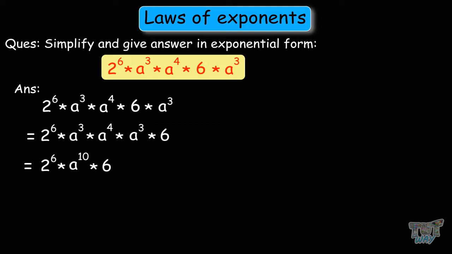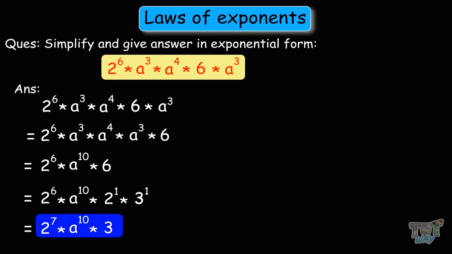Now let's further convert the 6 to 2 times 3. This way we can group 2 and 2 to the power of 6. So here 2 has an exponent of 1 as well as 3 has an exponent of 1. So we can bring 2 to the power of 6 and 2 to the power of 1 together since they have the exact same base. Since we are multiplying, we add the exponents to get 7. 2 to the power of 7 times a to the power of 10 times 3 is our final result in exponential form.